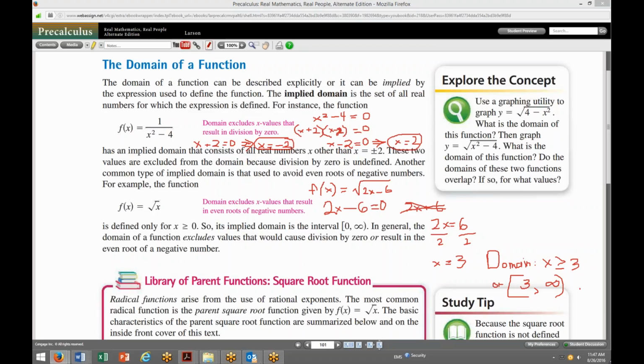And that is an introduction to functions, class. This was an explanation of the third section of chapter 1 of your text, section 1.3. And again, I hope this is helpful to you. Please let me know if you have any questions.